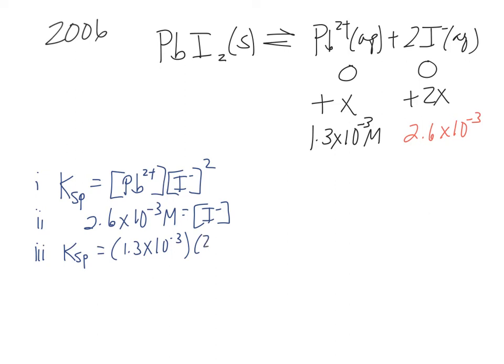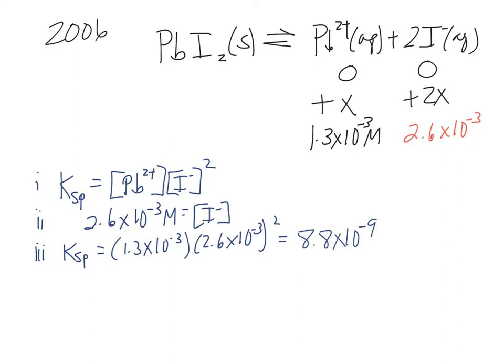Part III says calculate Ksp, so you can put in Ksp equals 1.3 times 10 to the minus 3 times 2.6 times 10 to the minus 3 squared, and you get 8.8 times 10 to the minus 9. That's the Ksp.